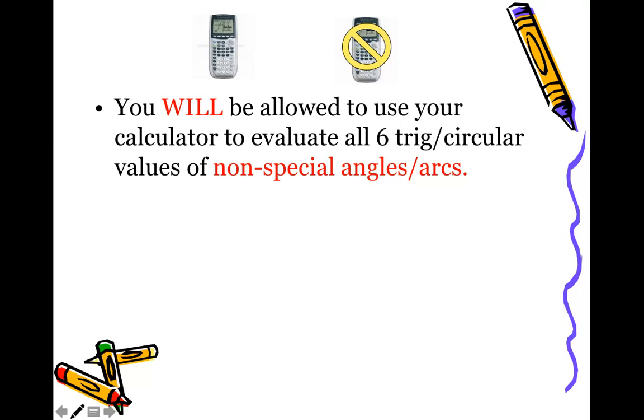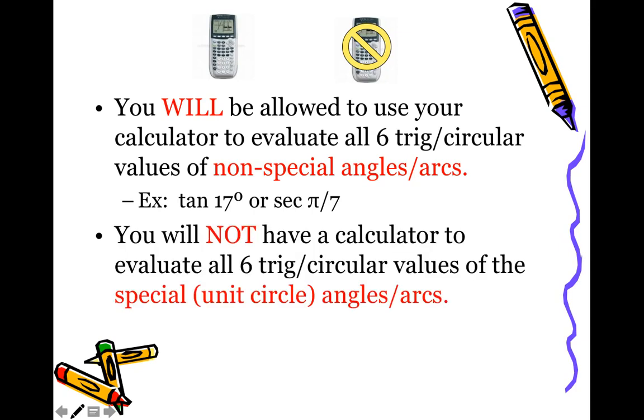So the idea is that you're allowed to use a calculator to evaluate the trig functions for non-special angles. It's not going to be our main focus, but if you have something like the tangent of 17 or pi over 7, those are not special, you would have a calculator with you. However, if we're working with special angles on the unit circle, like the 30, 60, 90, 45, you're not going to have a calculator with you. You want to know those, and you want to know those well, right? You really want to practice your speed and your fluency with that.